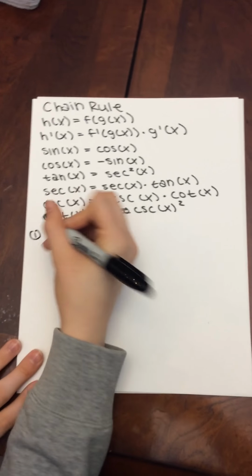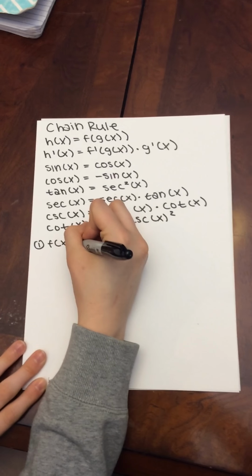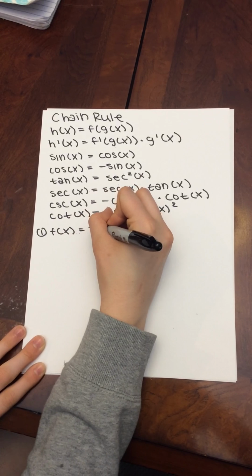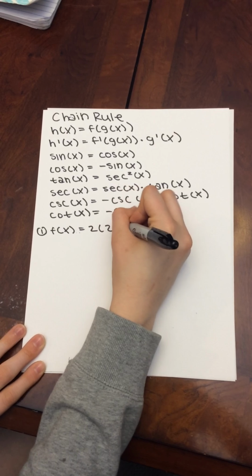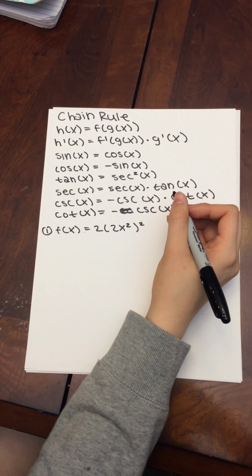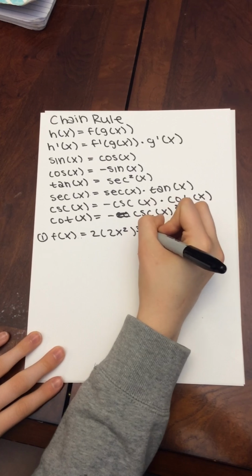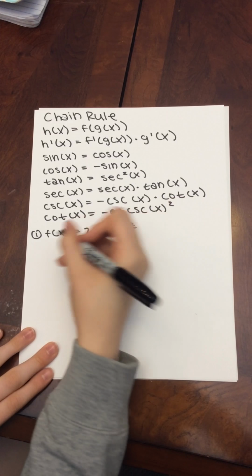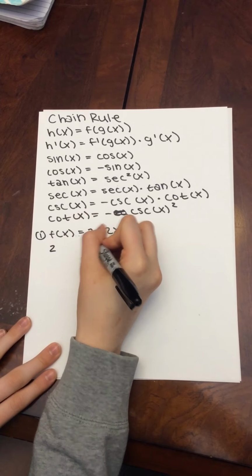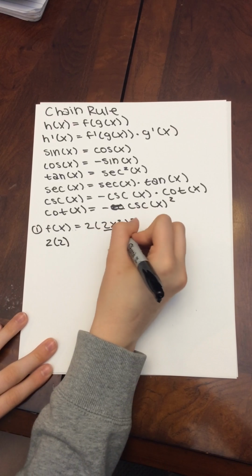So for the first example, we have f(x) = 2(2x^2)^2. When you do chain rule, you do the same rule: you get this 2 exponent, and you multiply it by this coefficient, so it's 2 times 2, and then you just copy this back down.